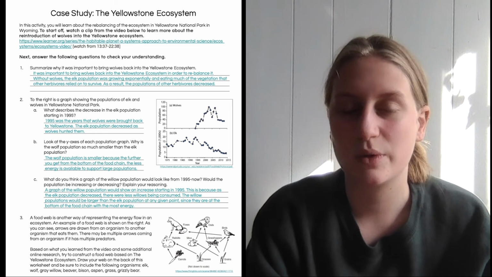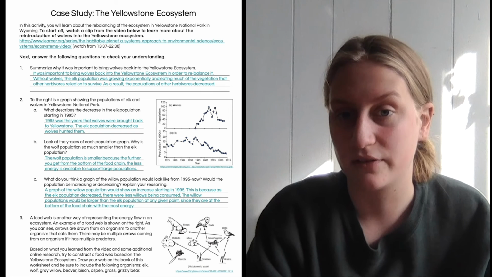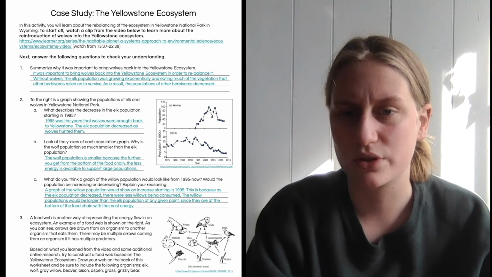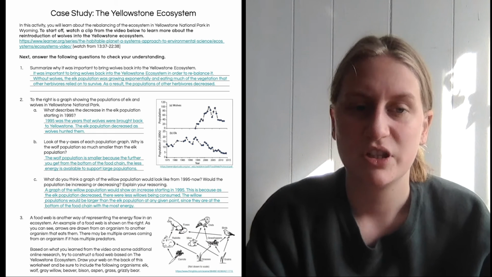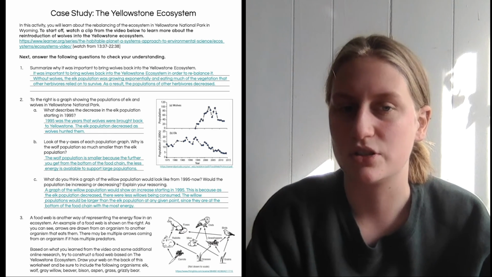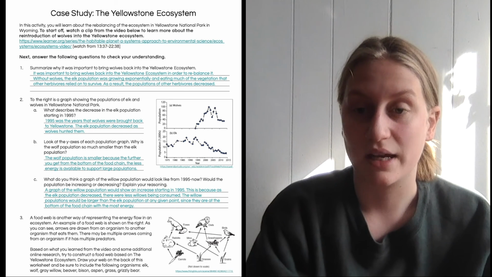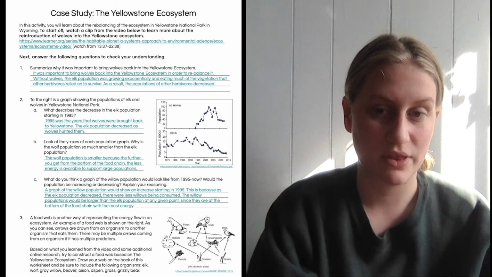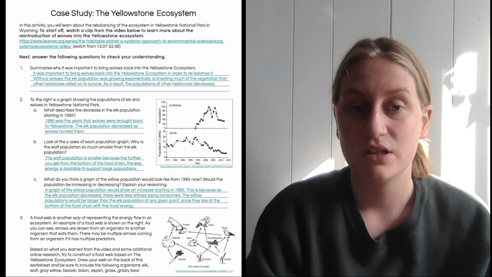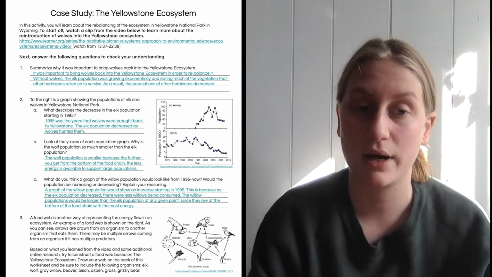For the second question, we were asked to analyze this graph, which shows population data for both elk and wolves in Yellowstone National Park over the course of about 4 decades. 2A asks us what describes the decrease in the elk population starting in 1955. From the video, we learned that 1955 was the year that wolves were reintroduced into the Yellowstone ecosystem. So the elk population decreased as these wolves were able to hunt and prey on the elk.